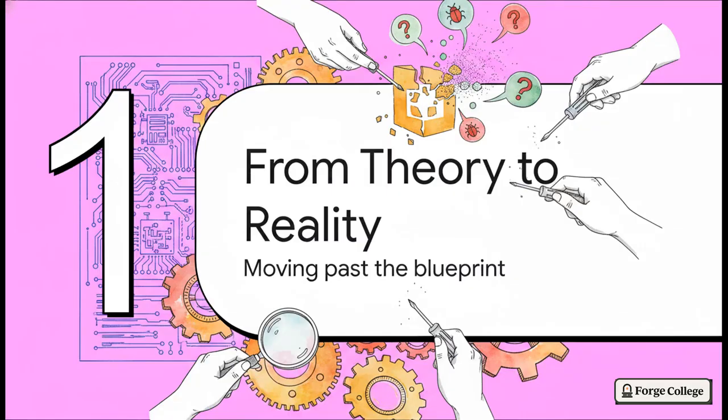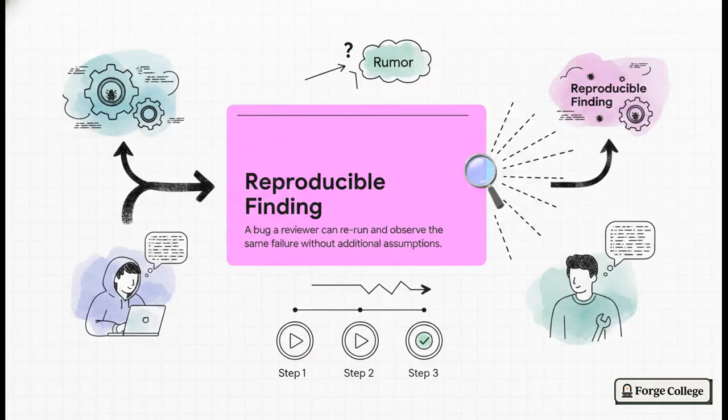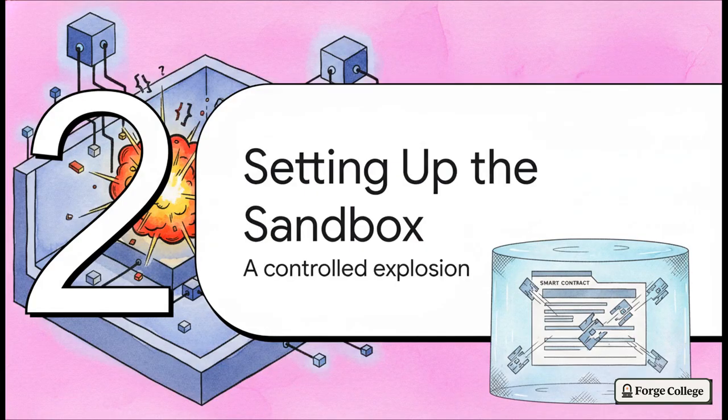All right, part 1, from theory to reality, moving past the blueprint. Listen, we have to treat the static analysis outputs from our previous phase as mere hypothesis seeds. They're just ideas that absolutely require hands-on validation now. The crucial takeaway here is that a finding isn't real until it's a reproducible finding. That means anyone, whether it's a fellow auditor or a highly skeptical lead developer, can recreate the exact same crash using your specific steps without having to guess your setup or make any additional assumptions. Because let's be honest, if it's not reproducible, it's not a bug. It's just a rumor.